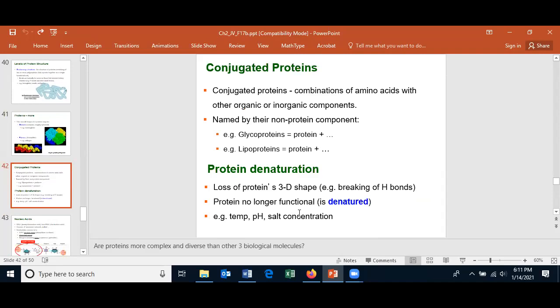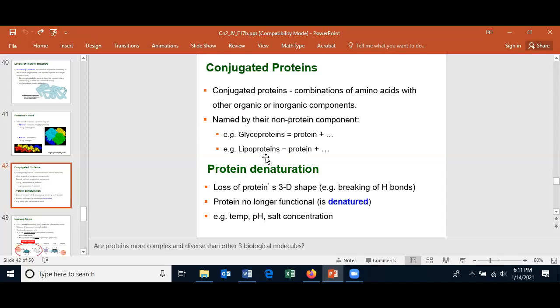You can have proteins conjugated to other molecules, other biological molecules usually, and we call them conjugated proteins. A combination of amino acids with other organic or inorganic components. They're named by their non-protein component, like glycoproteins, which obviously have protein in them because of the name. It's a protein and a carbohydrate. And you can find glycoproteins on your cell membrane.